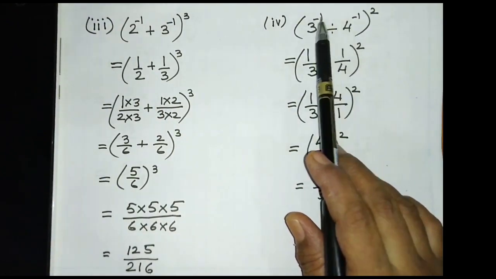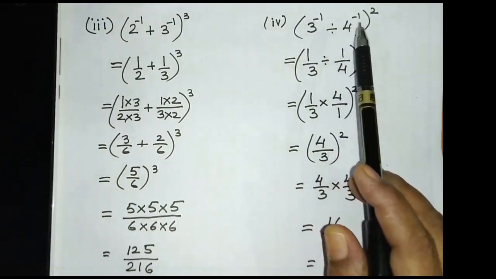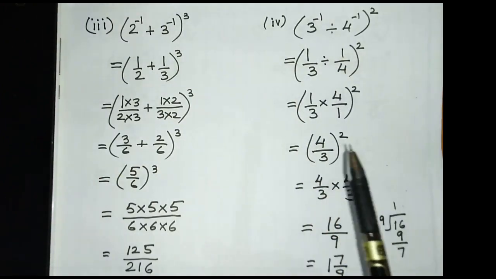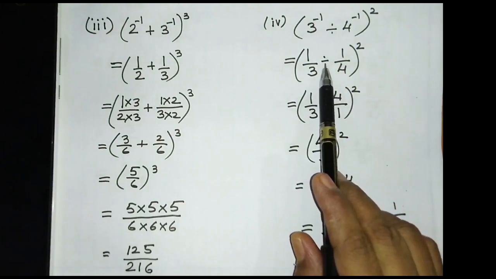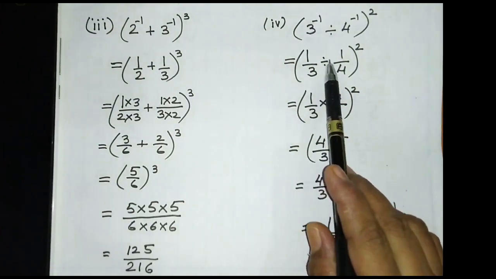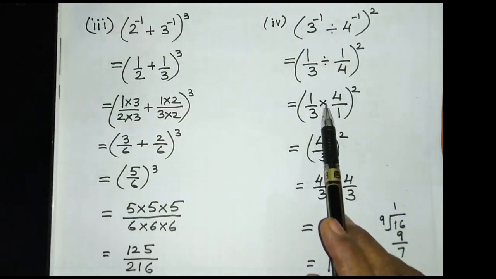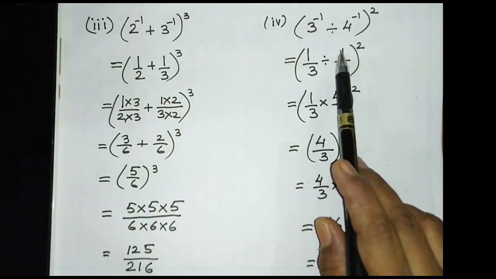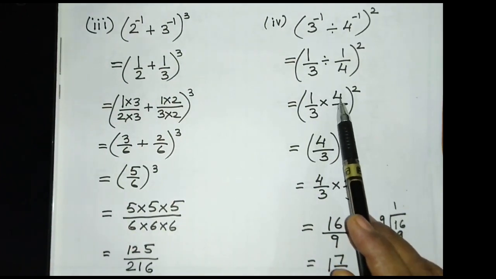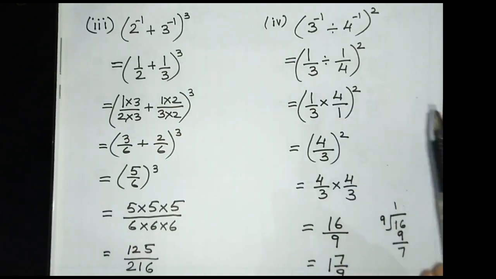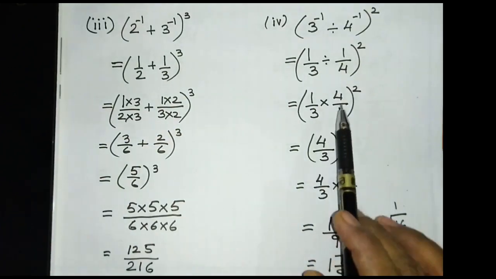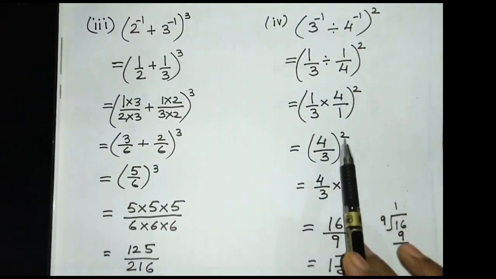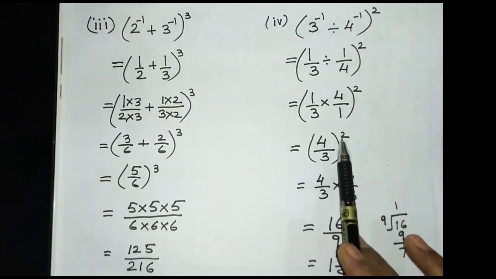Our next sum has negative powers 3 and 4. So we'll make them positive by writing their reciprocals. Then we have changed this division sign to multiplication. Again we have done the reciprocal of 1 by 4. So this is 4 by 1. If you multiply 1 by 4, you get 4. 3 into 1 is 3, and we have to square that.